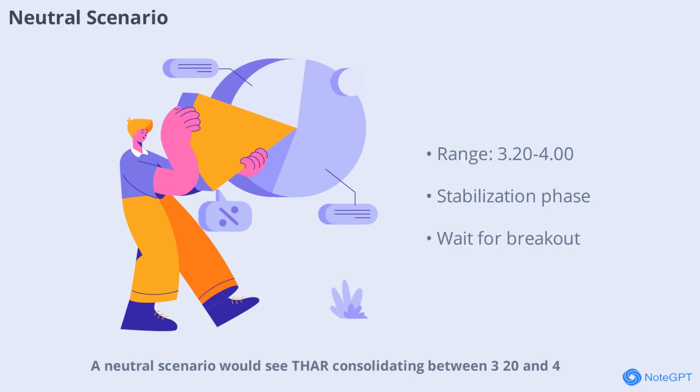In the neutral scenario, THAR would consolidate between 3.2 and 4 as the stock stabilizes after the correction. This range-bound action allows the market to digest recent volatility and build a stronger base for future moves. Neutral scenarios are common after big swings, as traders wait for clearer signals before committing to a direction.